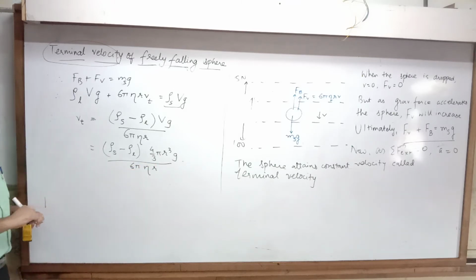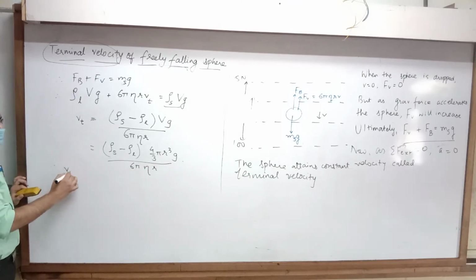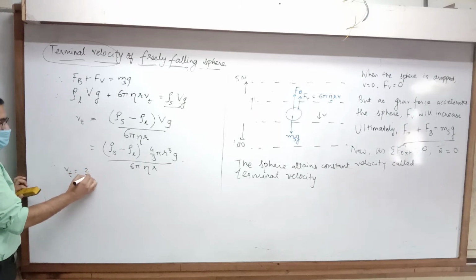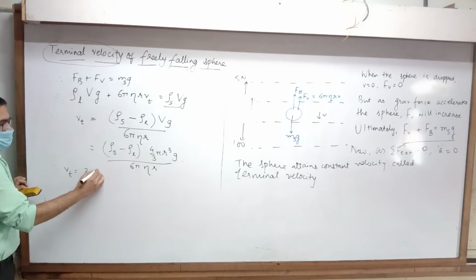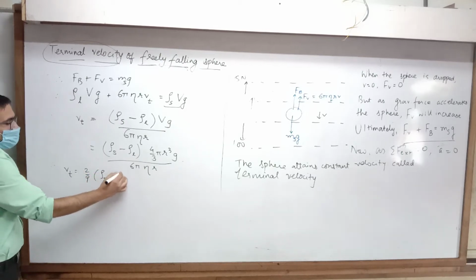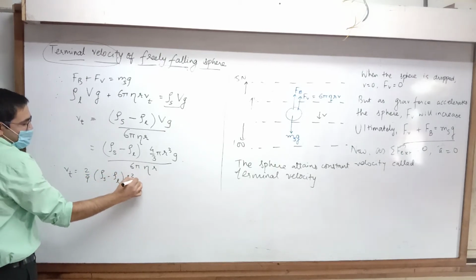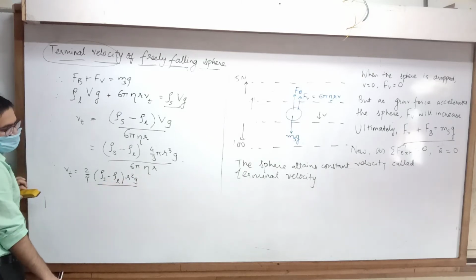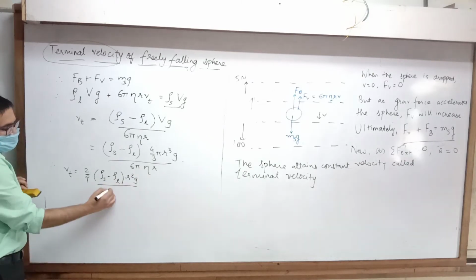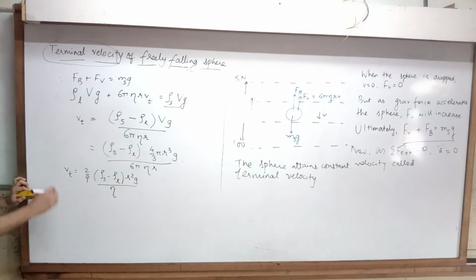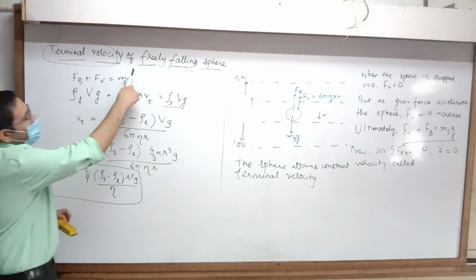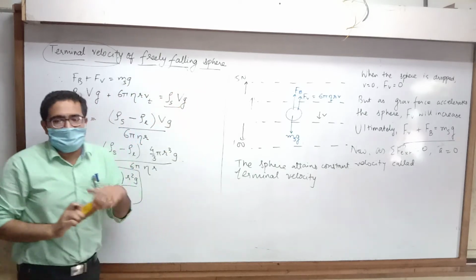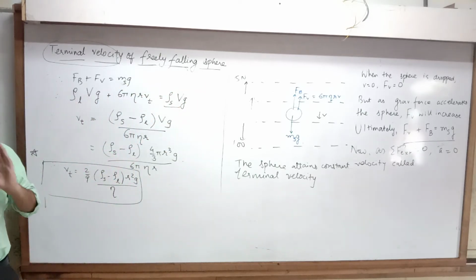What's cancelled? Pi. Ultimately we will get Vt is equal to 2 by 9, here 2 cut 3 into 3 is 9, 2 by 9 times rho s minus rho l into r square into g upon eta, the coefficient of viscosity. That's the formula of terminal velocity of a freely falling sphere. Don't use it for every shape. Use it only for a sphere. Right?